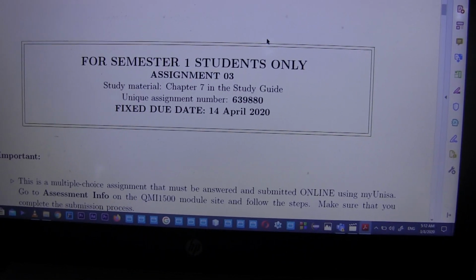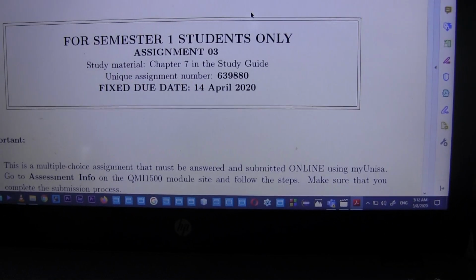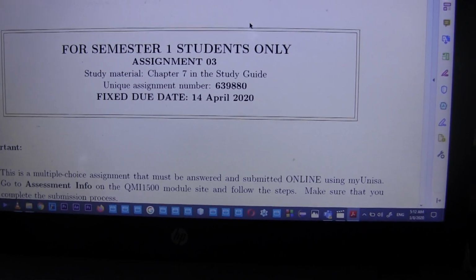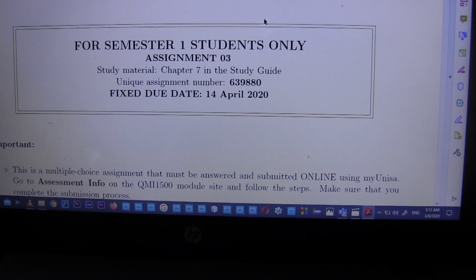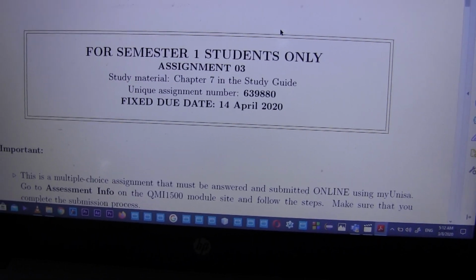Some of the students send me this assignment, saying, "Man, we need help for this assignment ASAP," as soon as possible. So now I took my time out. It's 4 a.m. right now.